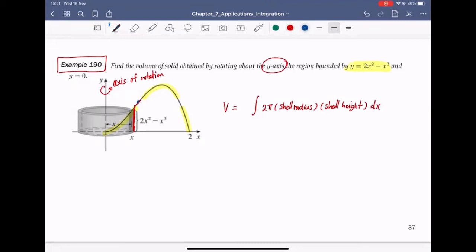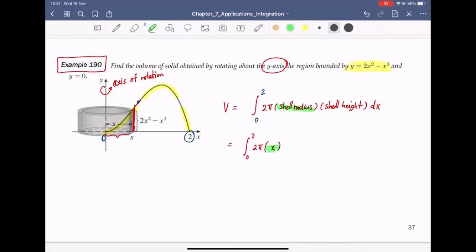Now integrate from what to what? Well, from 0 to 2, because you can draw the vertical line all the time here, right? So it's going to be 0 to 2. But to keep the picture clean, I'm just going to say 0 to 2 here. And after that, what is going to be your shell radius? Let's figure out the shell radius. The shell radius is going to be here. Easy, x.